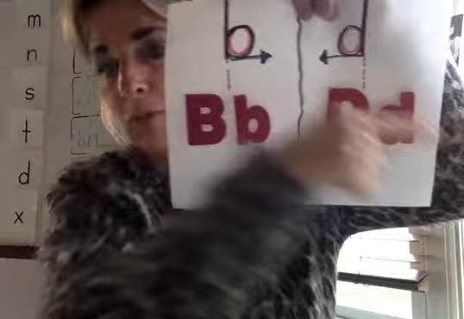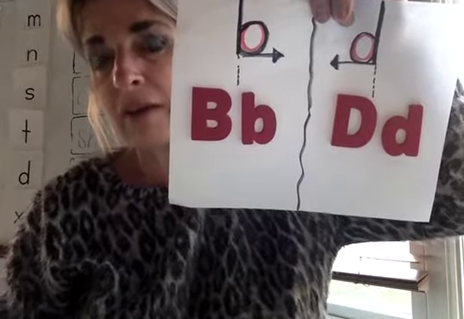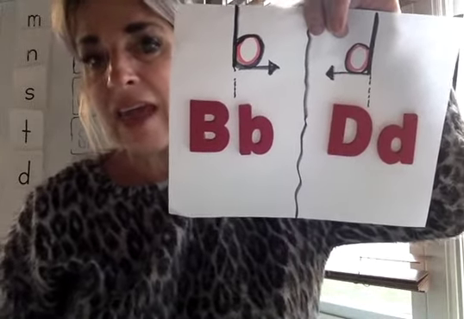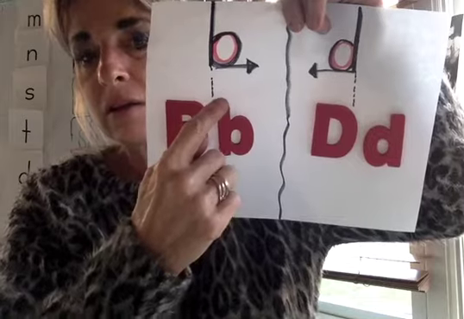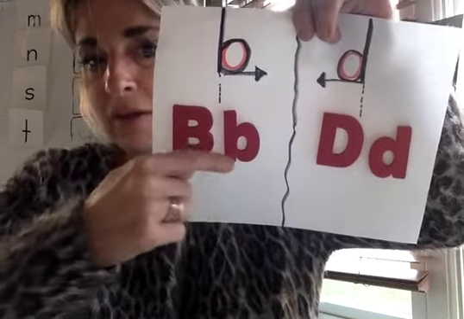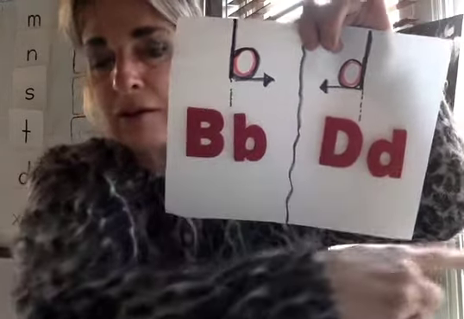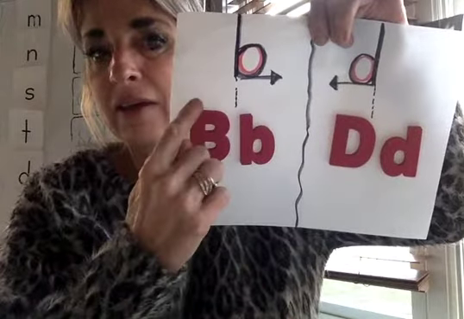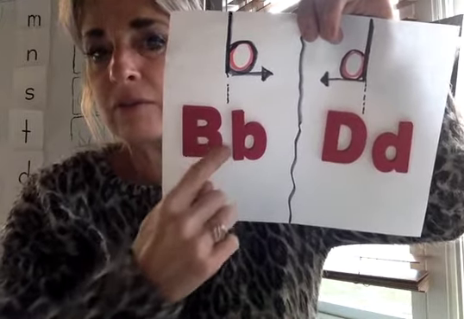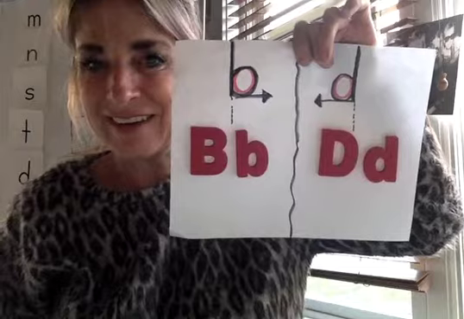We read that way. The lowercase b, let's find that, is the way we read. Lowercase b, the way we read. Uppercase B has two humps or two curves.